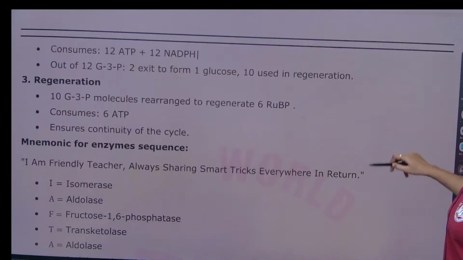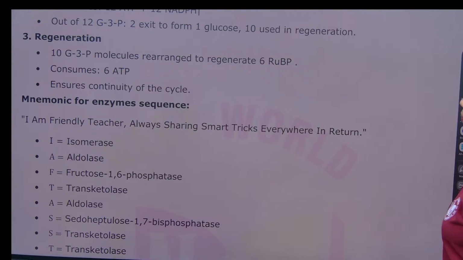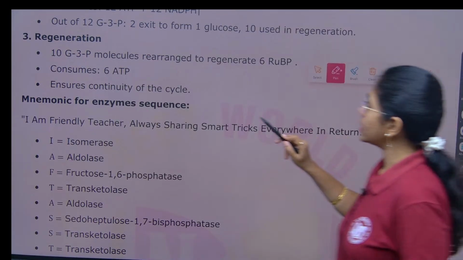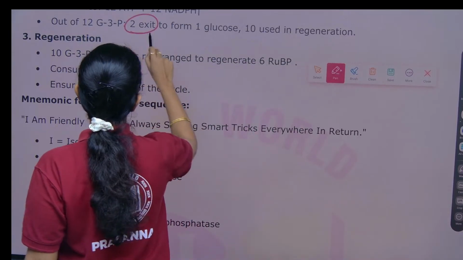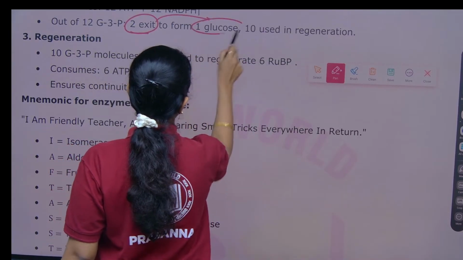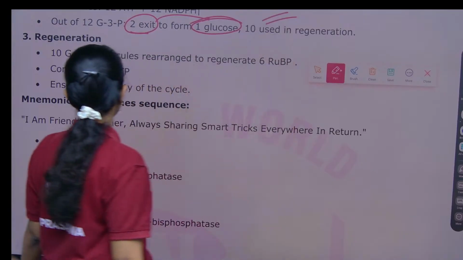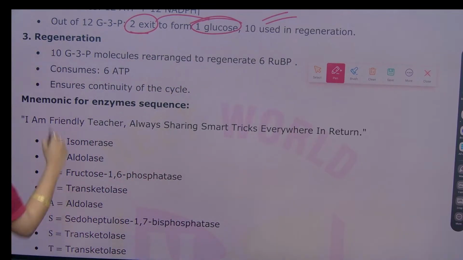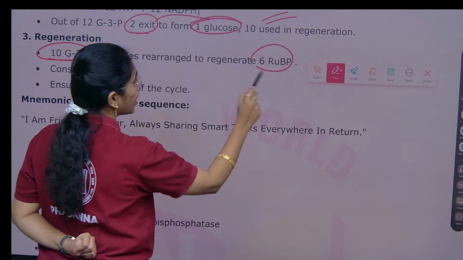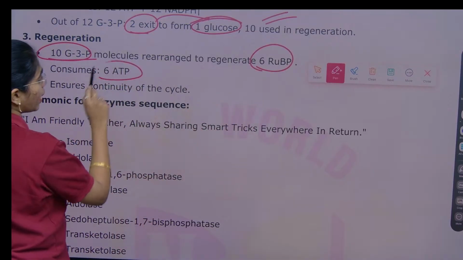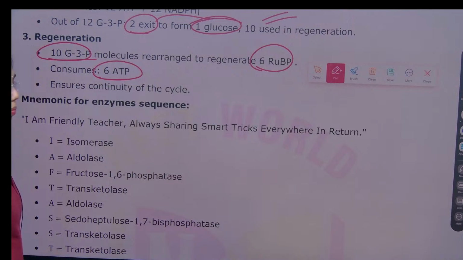After which you see, this consumes how much? 12 ATP and 12 NADPH. Out of 12 glyceraldehyde 3-phosphate, 2 exit to form what? 1 glucose, and 10 are used in regeneration. In regeneration, finally, 10 glyceraldehyde 3-phosphate molecules are regenerated to 6 RuBP by consuming how much? 6 ATP. This ensures continuity of the cycle.